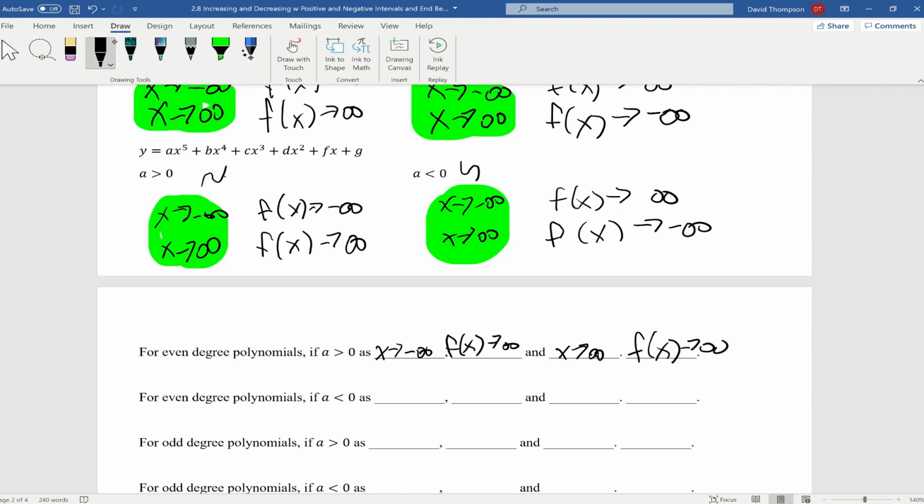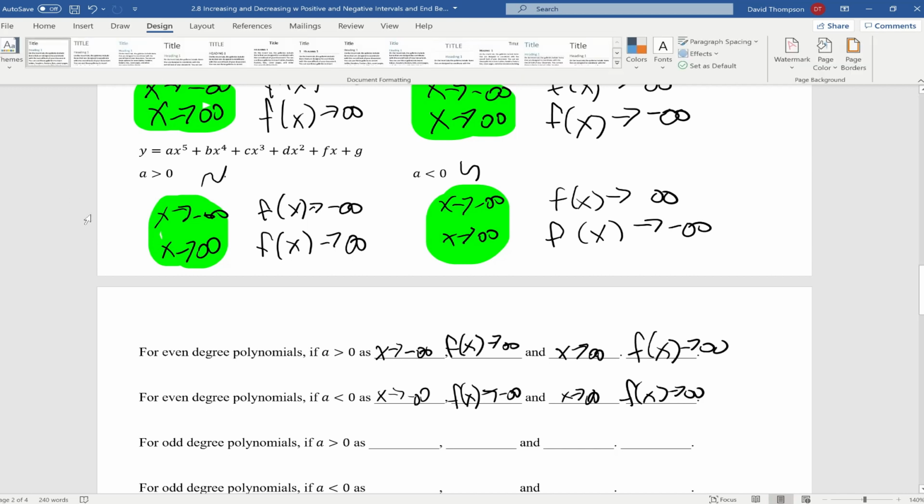And also, for even degree polynomials, when a is less than 0, so we saw that in our quadratic functions, as x approaches negative infinity, f of x is going to approach negative infinity. And as x approaches positive infinity, f of x is going to approach negative infinity.